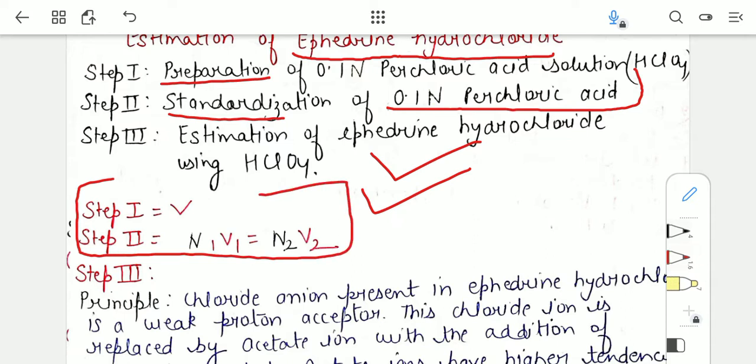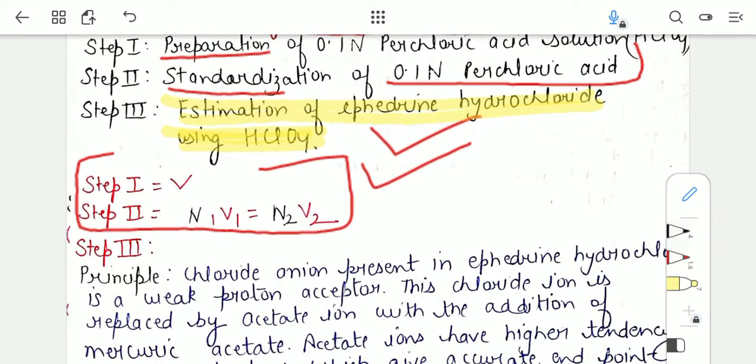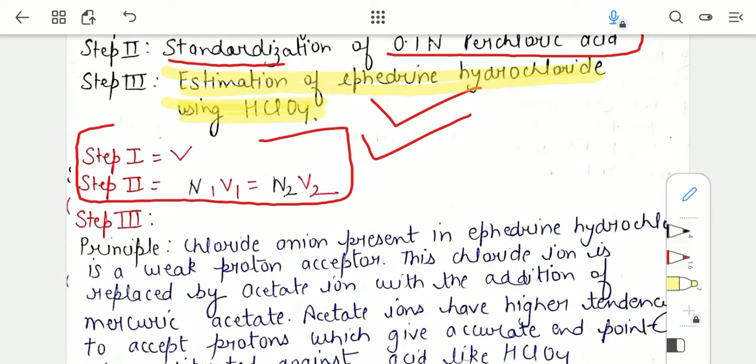Here directly we will begin with the estimation of ephedrine hydrochloride by using our perchloric acid solution. Because I've already explained that, this video would be unnecessarily long, so you can just go and see that video. So let us begin with step 3, which is the estimation of ephedrine hydrochloride.